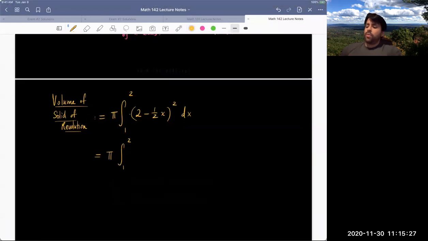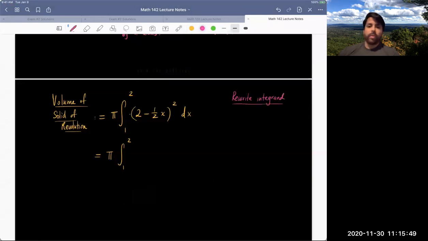So how do I integrate (2 minus 1/2 x) squared? What should I do? I should square everything, right? So I should expand. So what happens? I'm going to rewrite the integral. A lot of this stuff, guys, is rewriting the integral. So I'm going to rewrite the integrand.